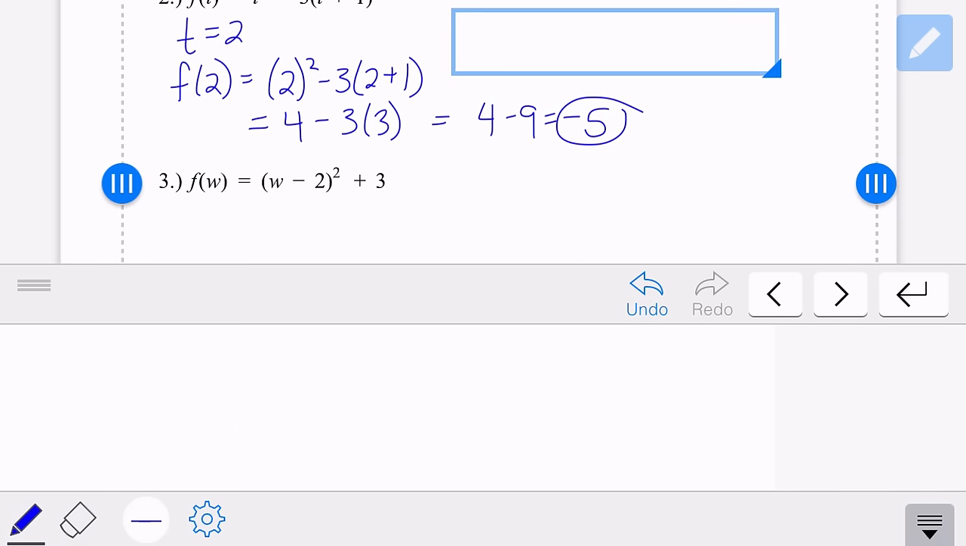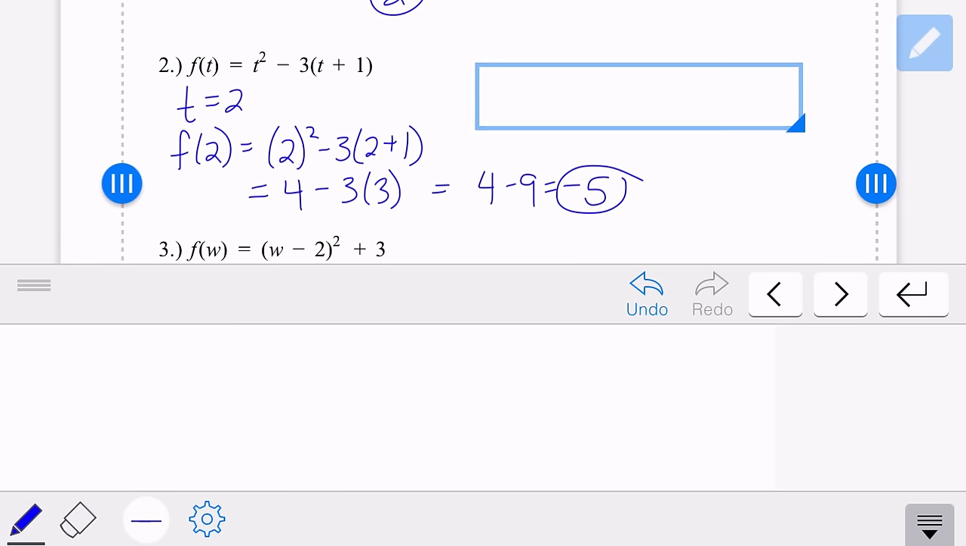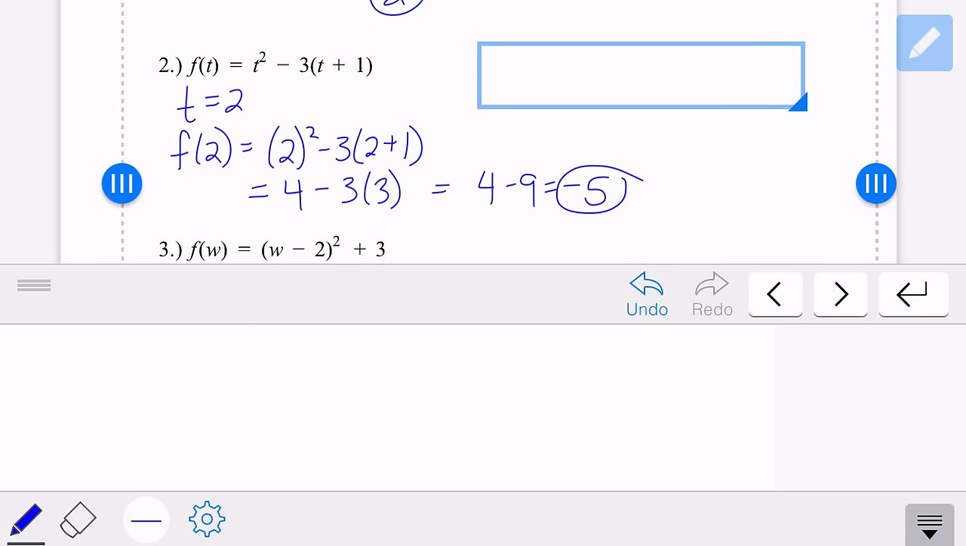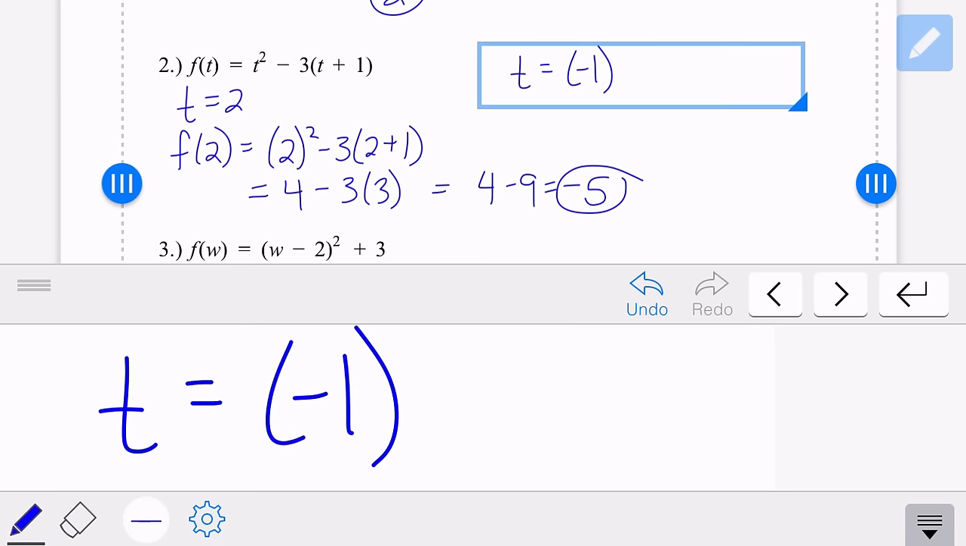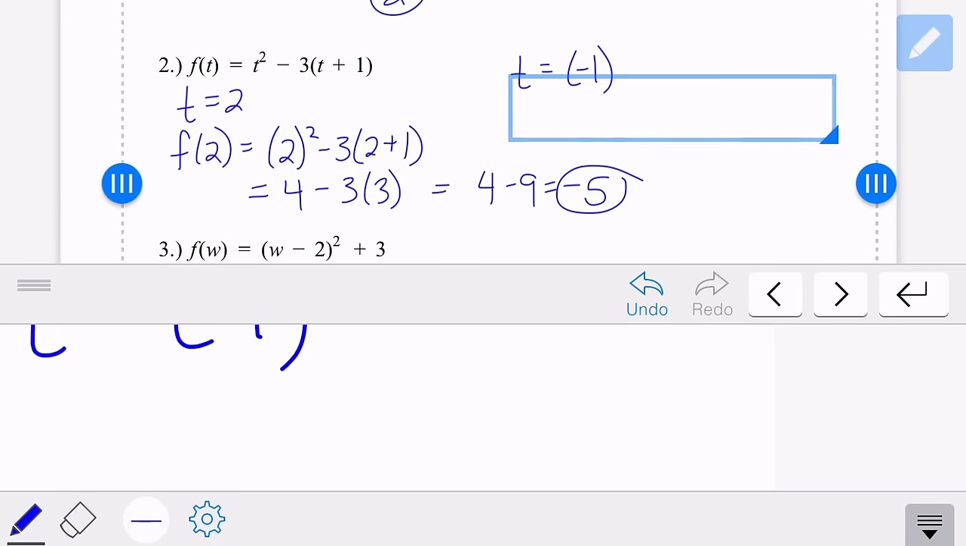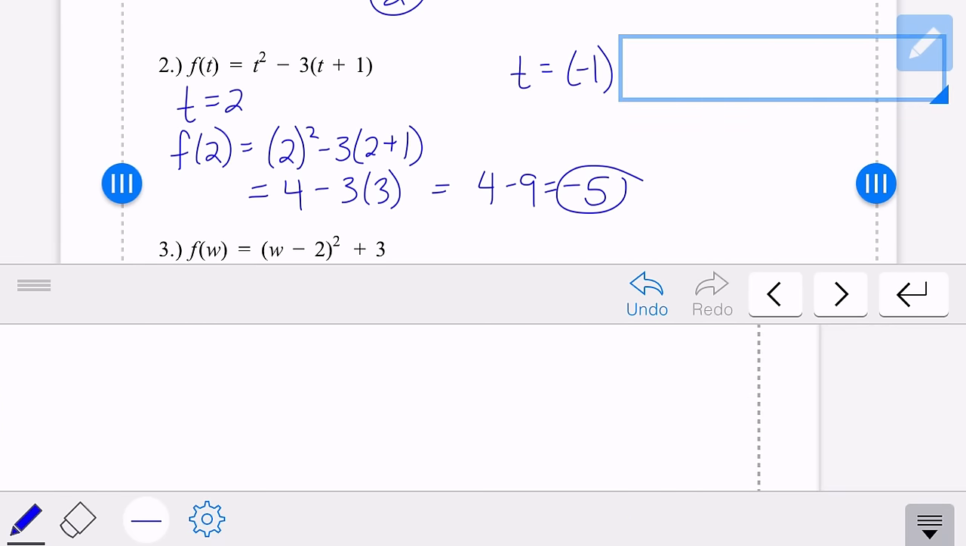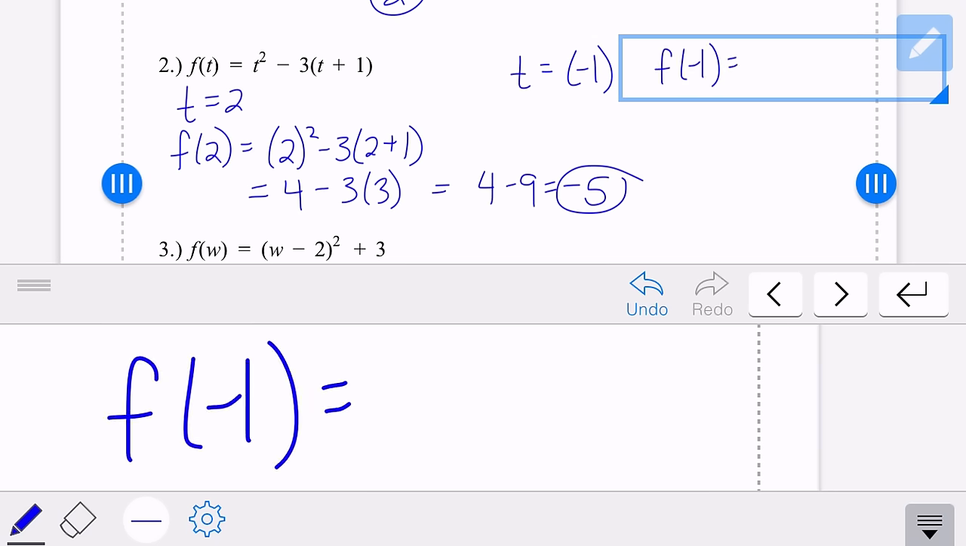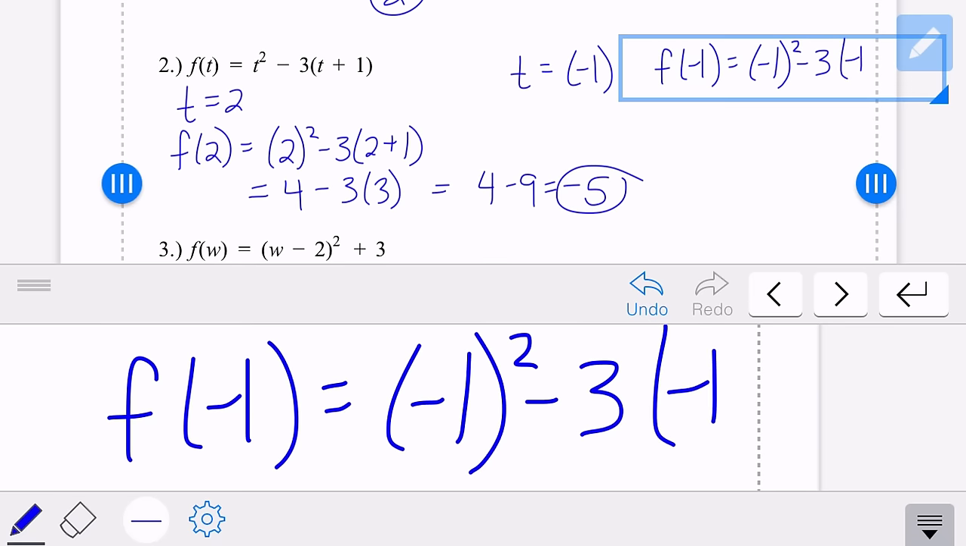And let's do one more example with that. I want to show you guys how to handle a negative situation in here. So let's say this time t is equal to negative 1. Okay, you didn't really need your parentheses there. I just kind of put them in on accident. But we're going to do f of negative 1. When you're squaring something, you have like t squared, you want to make sure you have your parentheses this time with the squared. Okay?